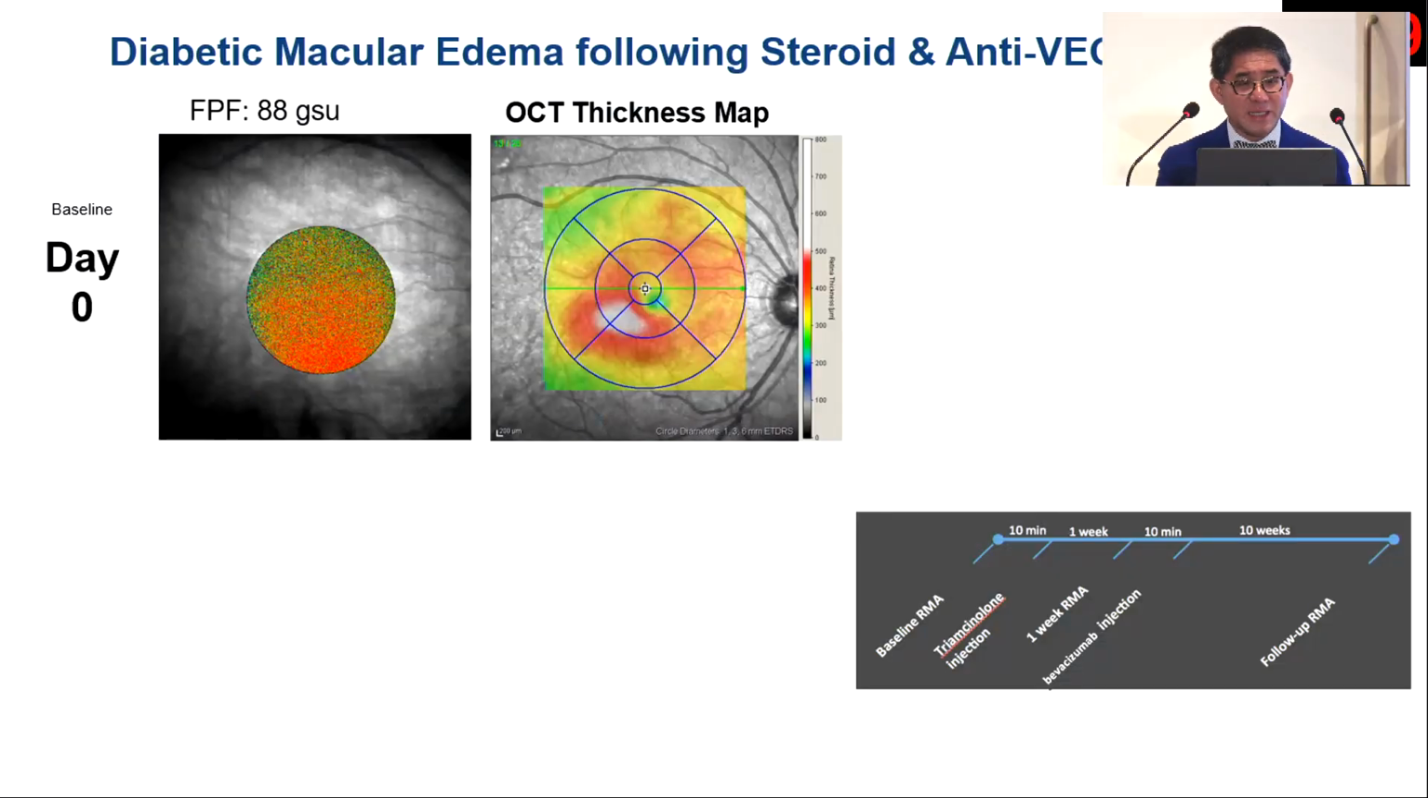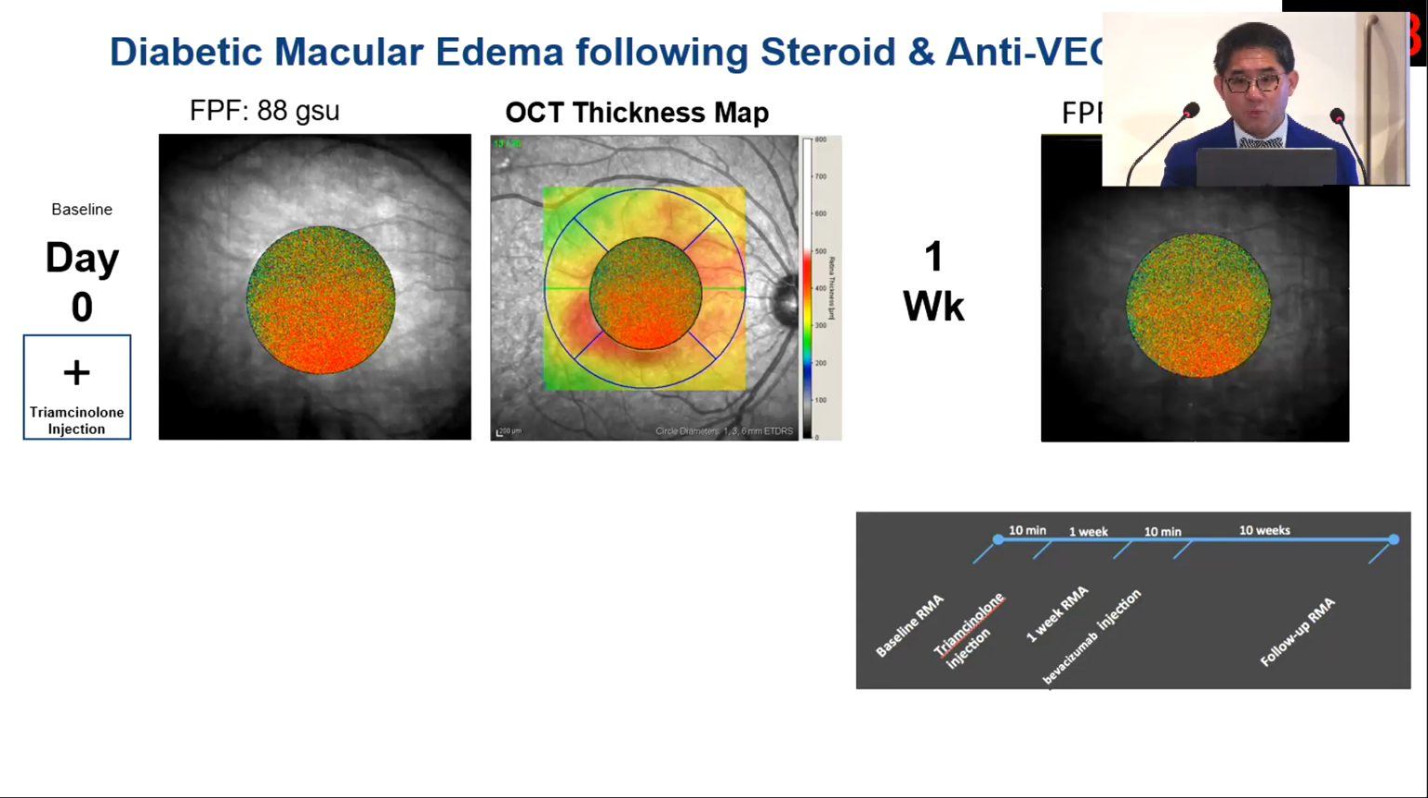So in this particular case, we also see how it functions in, among other things, diabetic macular edema. This is a case of a patient with significant macular edema from diabetes. At day 0, because of the presence of macular edema, the clinician decided to inject triamcinolone. Within 1 week or so, you would see a reduction in the FPF of about 7%. At the beginning it was about 88, and it went down 1 week later to about 82, so about 7 points.